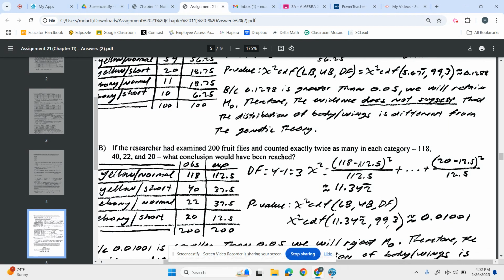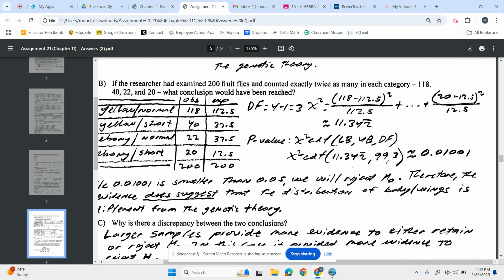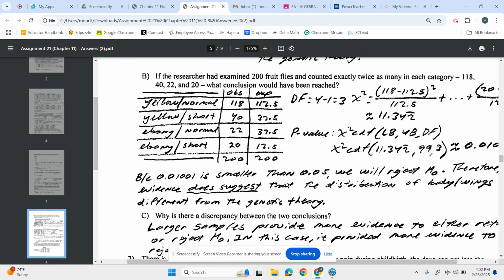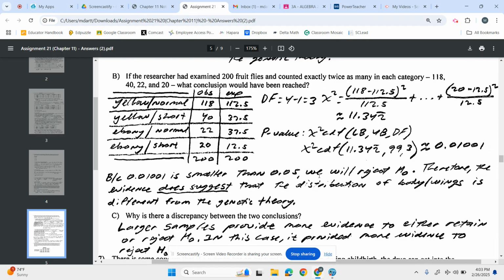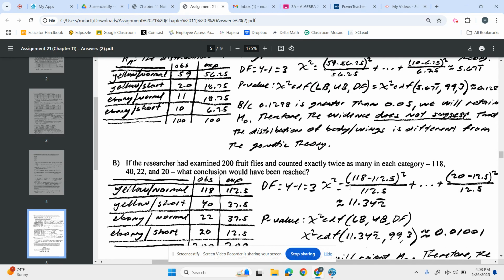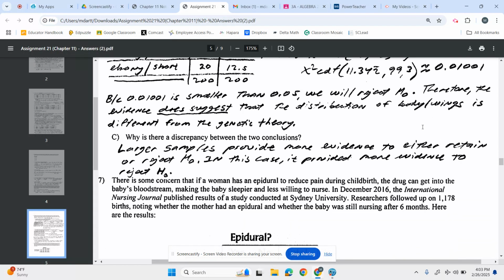Notice again, I showed the work for the first step and the last step, and I still had to show my chi-squared statistic work, okay, chi-squared CDF work, all right? So this time my conclusion, because 0.001 is less than 0.05, we reject. Therefore, the evidence does suggest the alternative. So it does suggest that the body wing type differs from the genetic theory, okay?